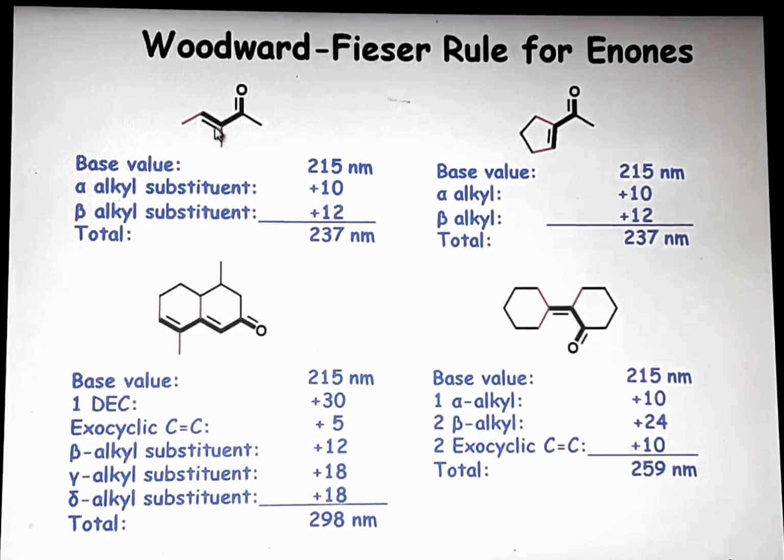So the first system is an example of an acyclic enone system, and in this system you can see here C double bond O. This is alpha carbon and this is beta carbon. On alpha carbon we can see one alkyl substituent is present. On beta carbon also we can see one alkyl substituent is present. So for alpha carbon we have to add 10 nm, while for beta carbon we'll add 12 nm. The total lambda max calculated will be 237 nanometer.